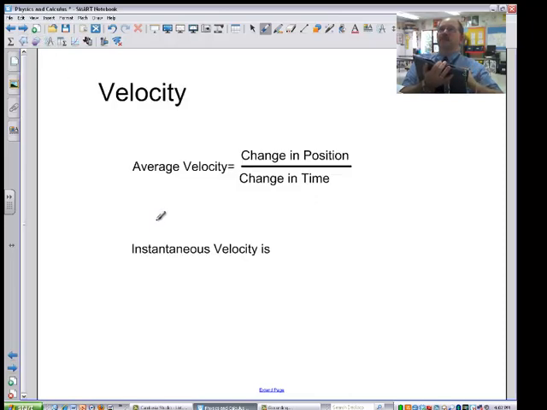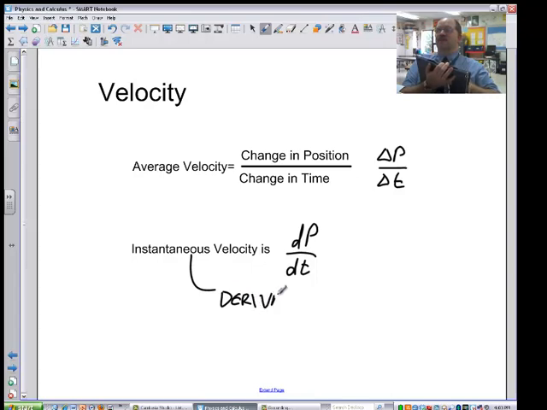Velocity. When we're talking about average velocity, it is the change in position divided by the change in time. And what we want to know is instantaneous velocity. We've talked about why you don't want to tell the police officer that pulls you over that your average velocity is just fine, because he's looking at your instantaneous velocity. So if average velocity is the change in position over time, delta s over delta t, the instantaneous velocity is going to be the derivative, ds/dt. So instantaneous velocity is the derivative of your position, because that's how we get instantaneous things to happen, is we take the derivative.